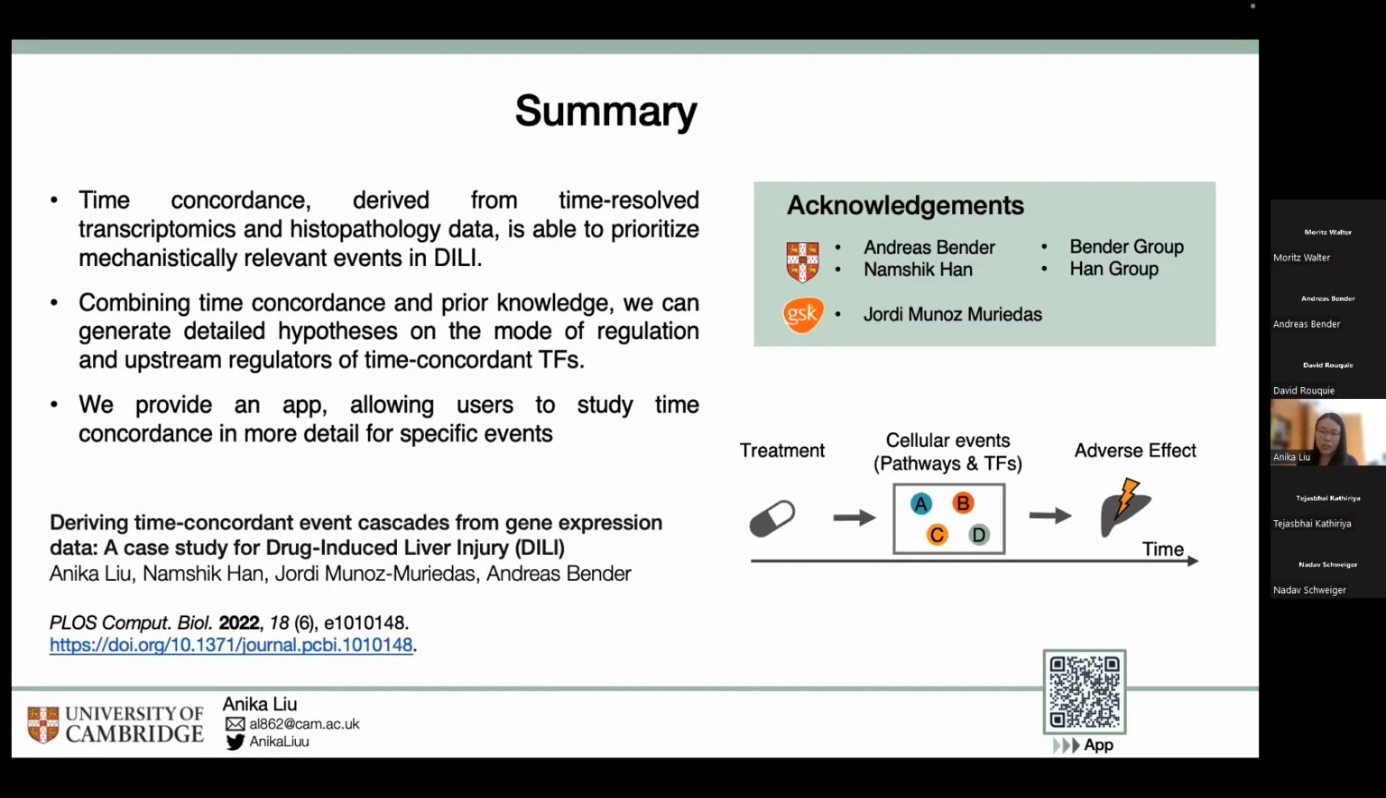We show that time concordance can also be combined with other criteria to prioritize mechanistic events. In particular for transcription factors, we're able to use prior knowledge in combination with time concordance to identify how transcription factors are potentially regulated, so the mode of regulation and upstream regulators as well. And we also provide a Shiny app to allow users to explore the results based on the TG-GATEs database interactively. This can be accessed through the QR code here. And if you're interested in the paper, I've also tagged that.